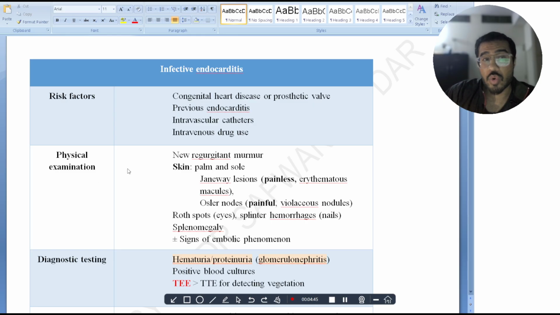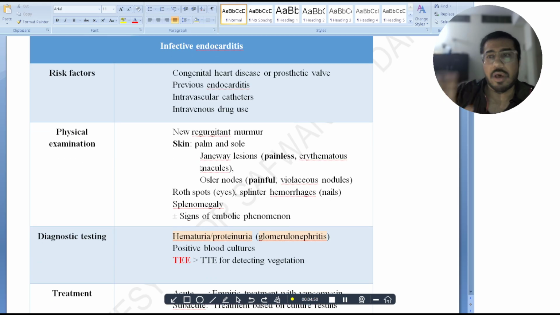So what are going to be the physical findings? The highest yield one: new murmur.